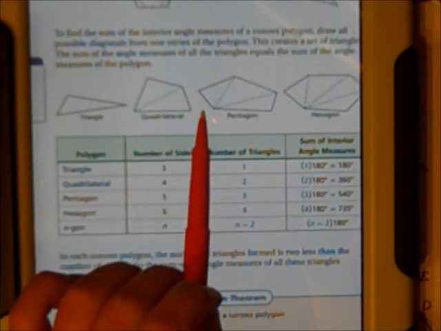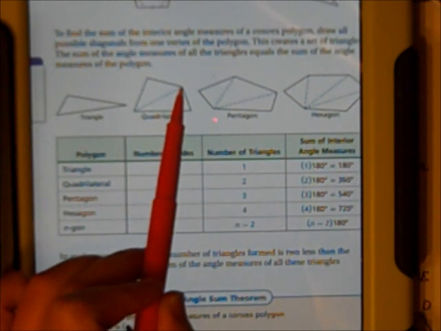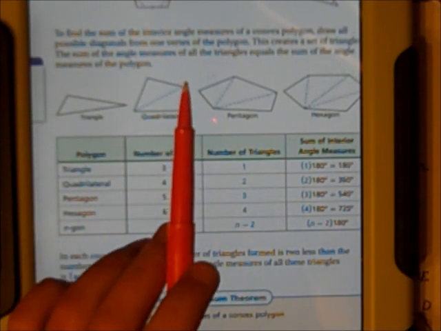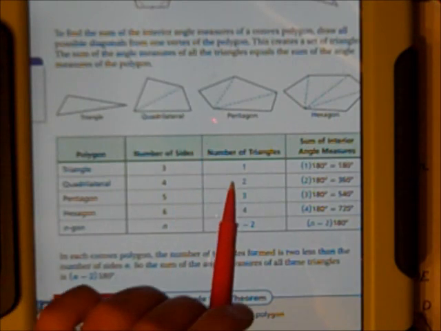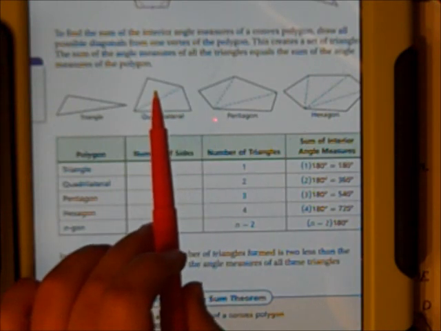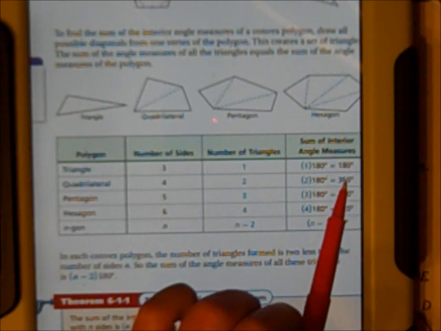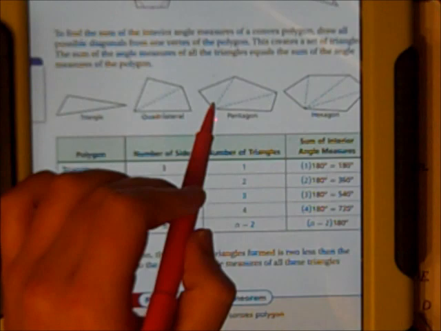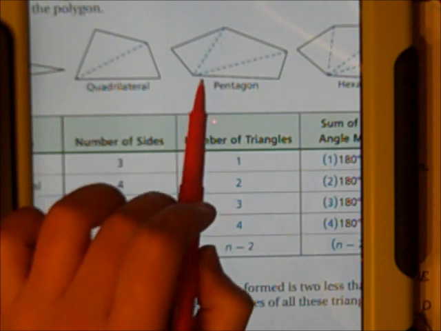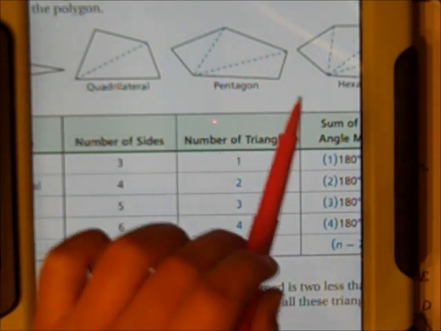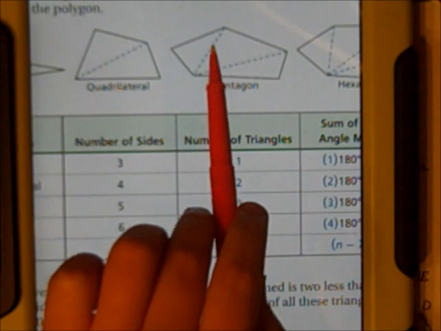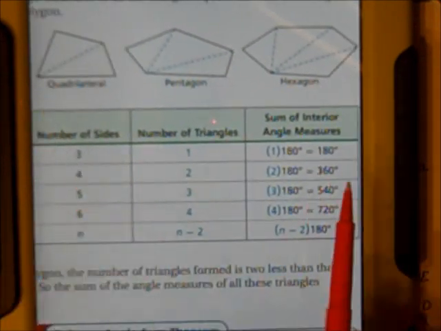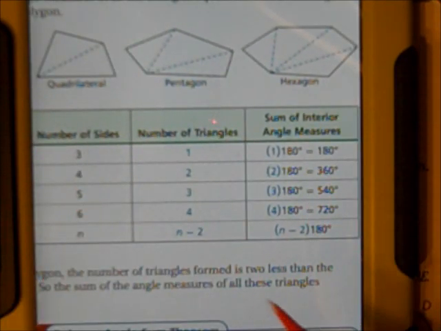We have a quadrilateral, and if we draw in one of the diagonals, you can see that the quadrilateral turns into 2 triangles. So that would be 180 degrees here, 180 degrees here. So a quadrilateral has 360 degrees. A pentagon, if you draw 2 diagonals coming from the same point, that forms 3 triangles. So that would be 180, 180, 180. So a pentagon has 540 degrees.